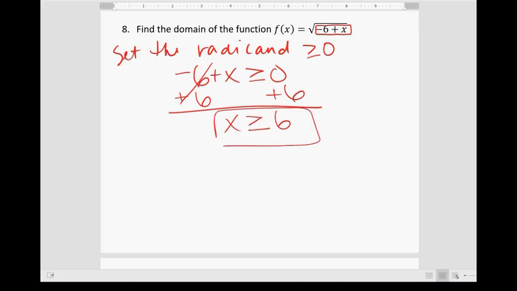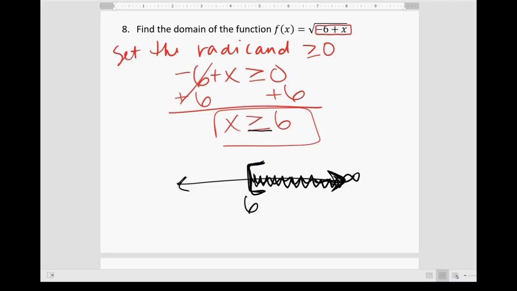That's your domain. Let's graph that and then put it in interval notation. We're going to plot 6 here in the middle. x is greater than 6, so all of my numbers greater than 6 are to the right of 6, all the way to infinity. And I am including 6, since it's greater than or equal to, so I'm going to use a bracket. So that's my graph.